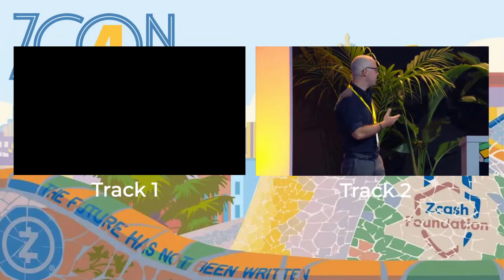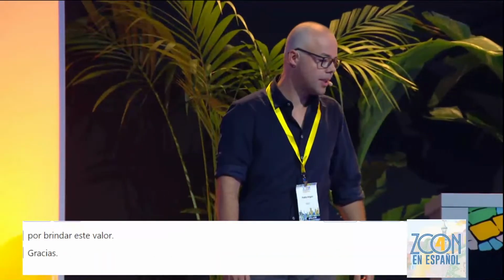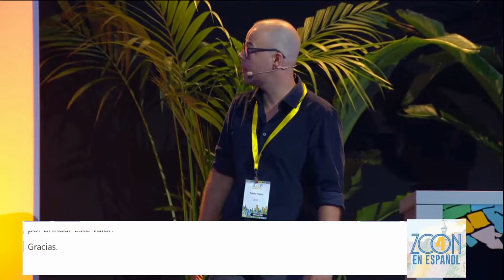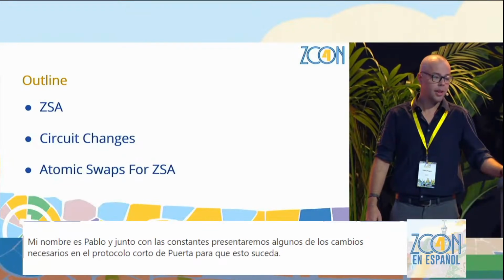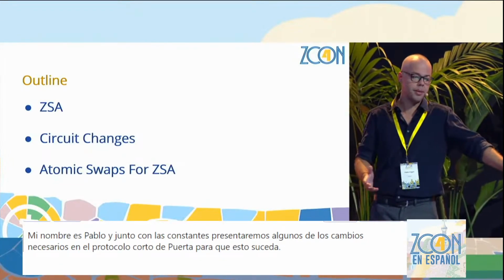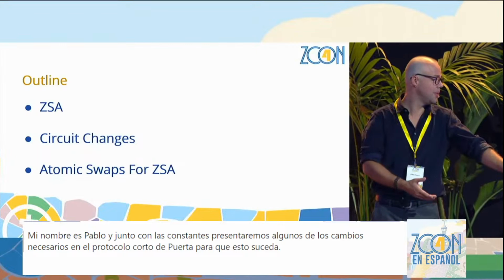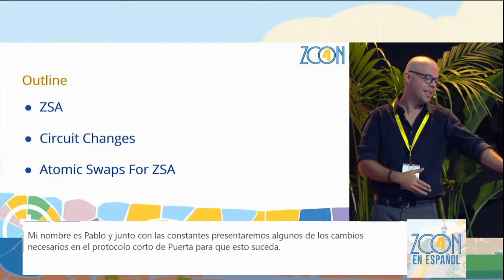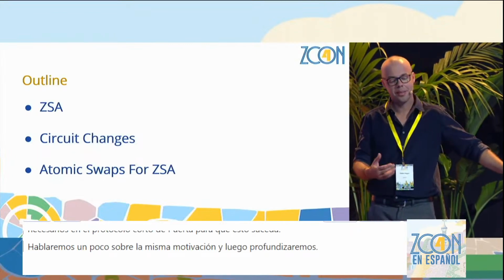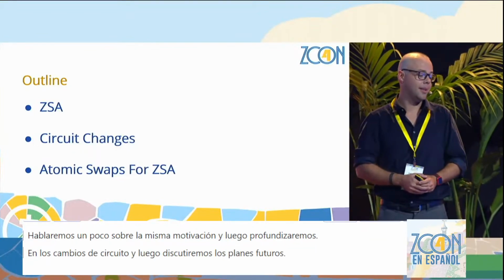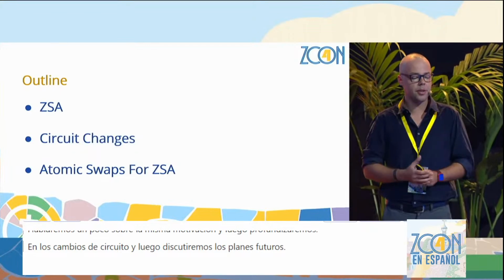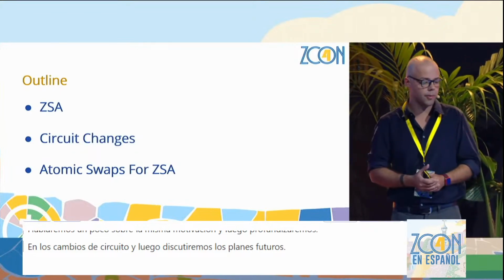My name is Pablo, and together with Constance, we will present some of the changes required to the Orchard protocol to make it happen. We will talk a little bit about ZSA motivation, then we will dive into circuit changes, and then we will discuss future plans for atomic swaps and other things to make trading more secure for the users.